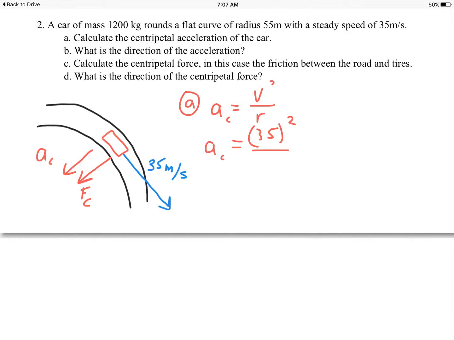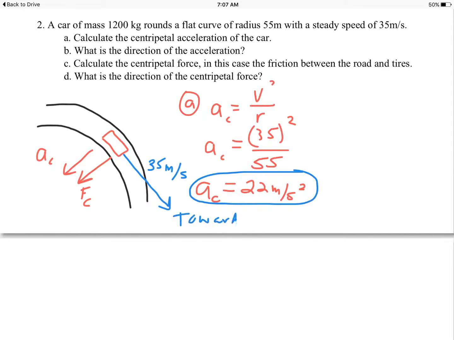If they give you the diameter, watch out, because as we know, the radius is half the diameter, but we do have the radius here, 55 meters. They could give you the diameter and you just divide by 2 to get the radius. And if you work this all out, that comes out to be 22 meters per second squared as the centripetal acceleration. And then part B, what's the direction? Towards the center of the curve. I have that shown in the diagram. That's the answer to part B.